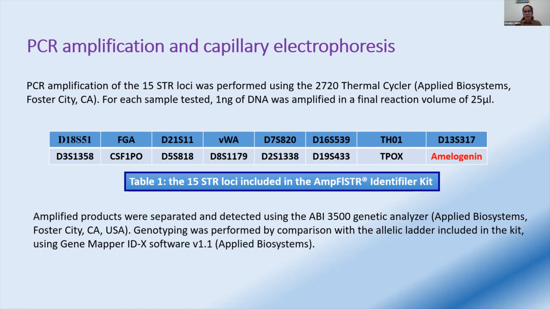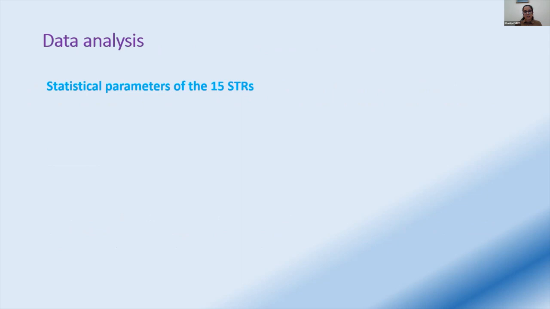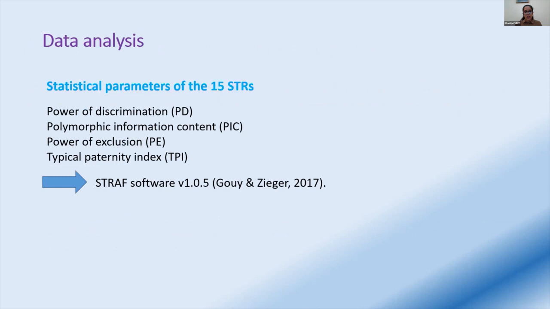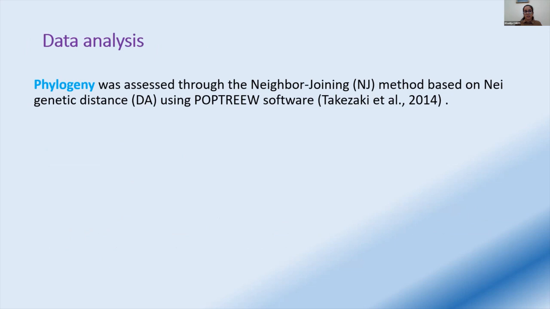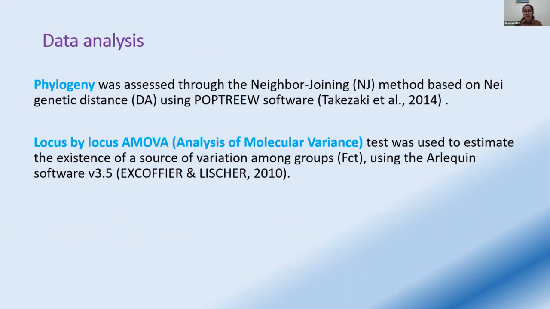The statistical parameters of the 15 STRs were analyzed using two different software packages. Phylogeny was assessed through the neighbor-joining method based on Nei's genetic distance using PopTree web software. A locus-by-locus AMOVA test was used to estimate the existence of a source of variation among groups using Arlequin software version 3.5.